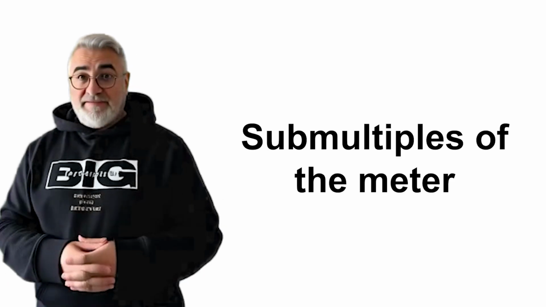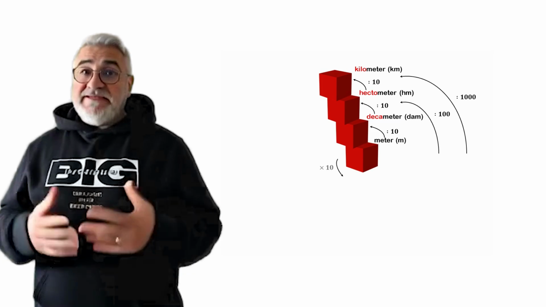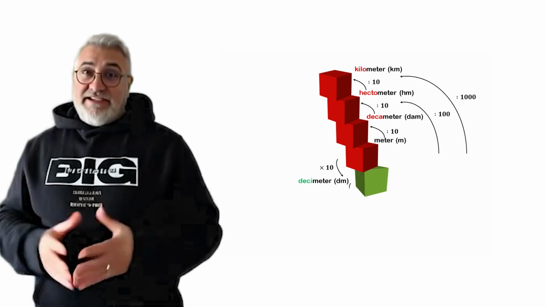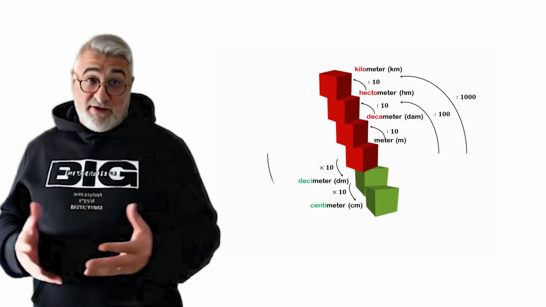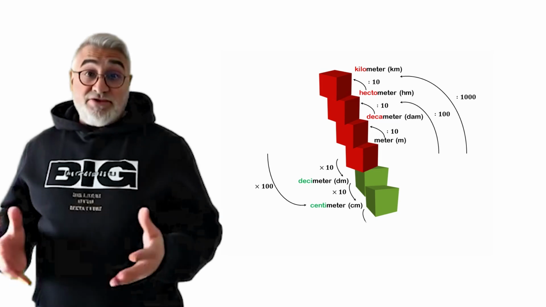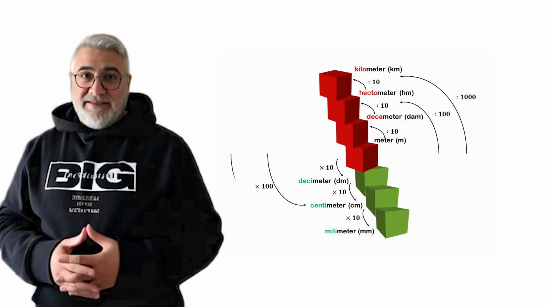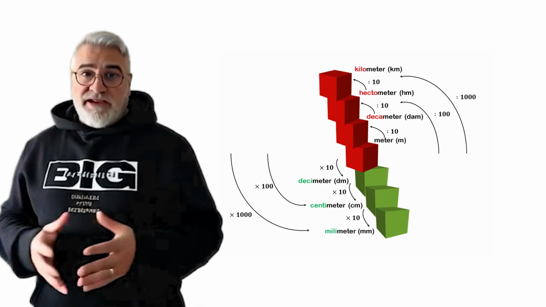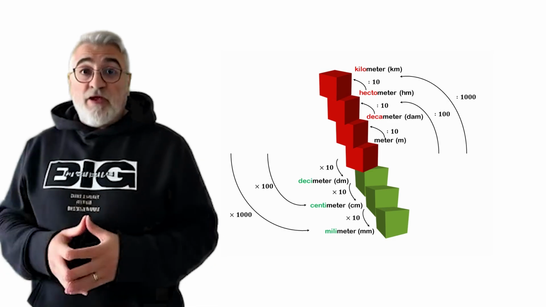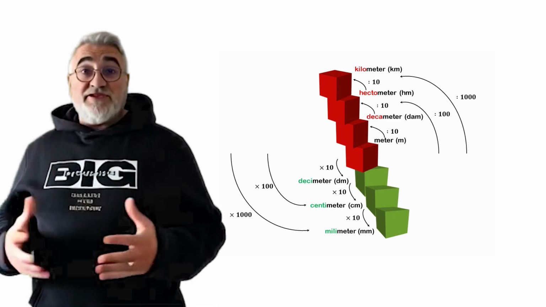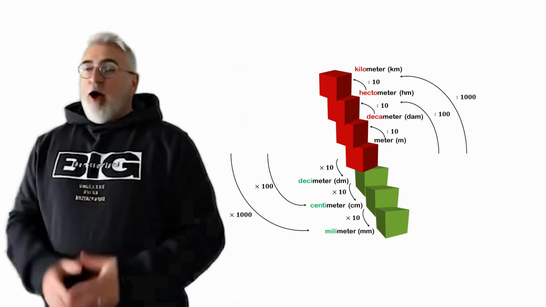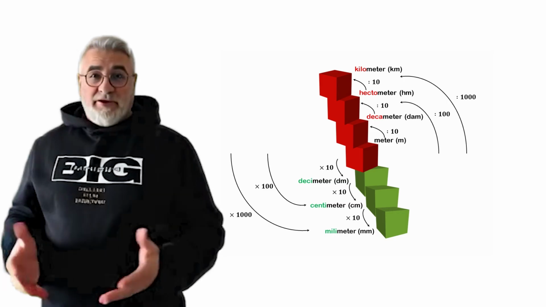Now let us move in the opposite direction, toward smaller lengths. These are called sub-multiples of the meter. 1 meter is divided into 10 decimeters. Each decimeter is divided into 10 centimeters. Each centimeter is divided into 10 millimeters. We use these smaller units when we measure objects like a book, a pencil, or the thickness of a sheet of paper. All these units are connected in a clear order.